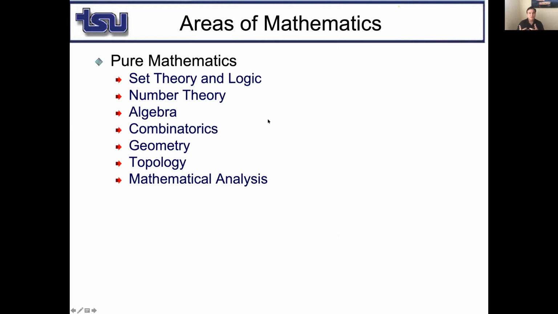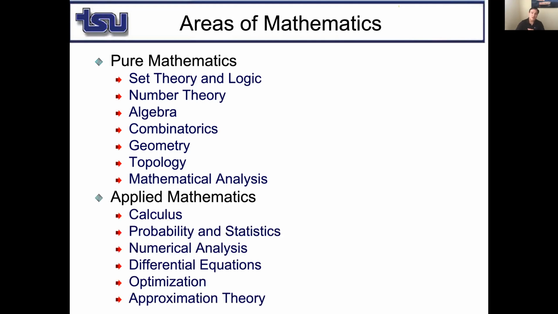We can consider mathematics as pure mathematics and applied mathematics. Under pure mathematics, there are a lot of areas like set theory and logic, number theory, algebra, combinatorics, geometry, topology, and mathematical analysis. And in applied mathematics, we can say calculus, probability and statistics, numerical analysis, differential equations, optimization, approximation theory, and many more. So just to give you some ideas of different branches of mathematics or areas of mathematics.